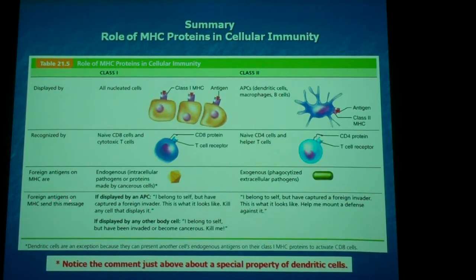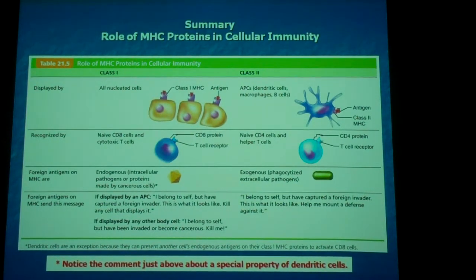So if we have a foreign antigen on an MHC protein here in class 1, if it's displayed by an antigen-presenting cell, it says, I belong to self, but have captured a foreign invader. This is what it looks like. Kill any cell that displays it. If it's displayed by any other body cell, it says, I belong to self, but have been invaded by something cancerous or foreign. Kill me. Now over here, MHC 2: I belong to self, but have captured a foreign invader. This is what it looks like. Help me mount a defense against it.